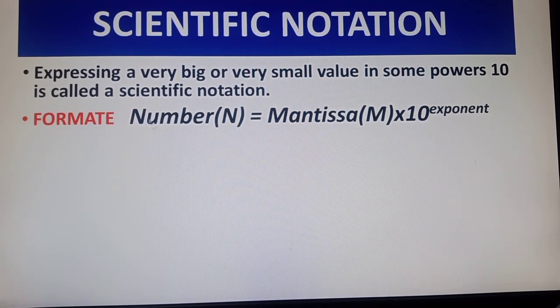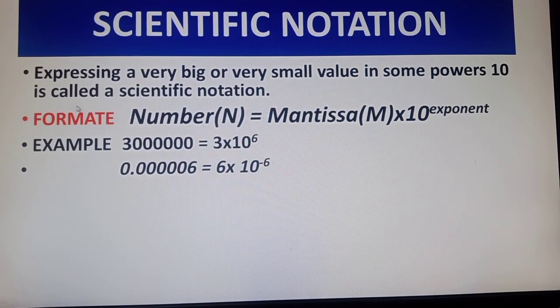Say we are given some number, we will write it in this form. One will be the mantissa m, multiplied with some power of 10, and that power of 10 is called the exponent. Here this m is the mantissa. If n is any given number, whether it is very small or very large, then in scientific notation it will be written like this: m the mantissa and the exponent is the power of 10.